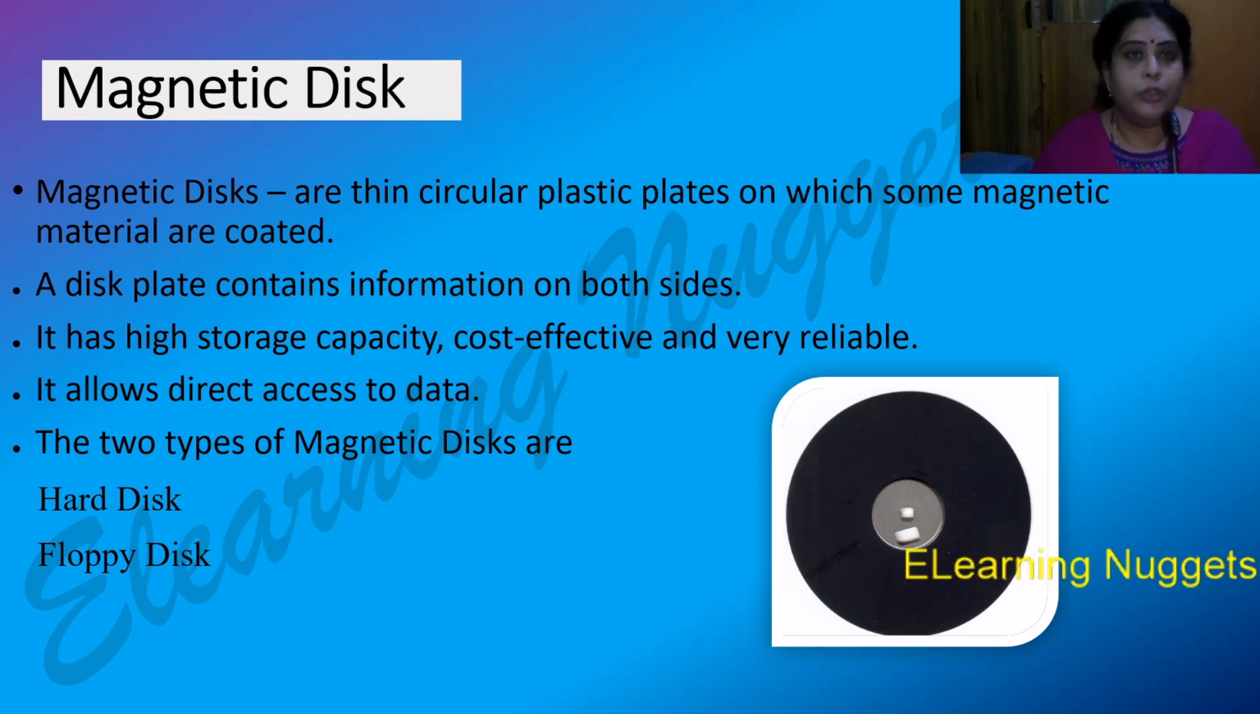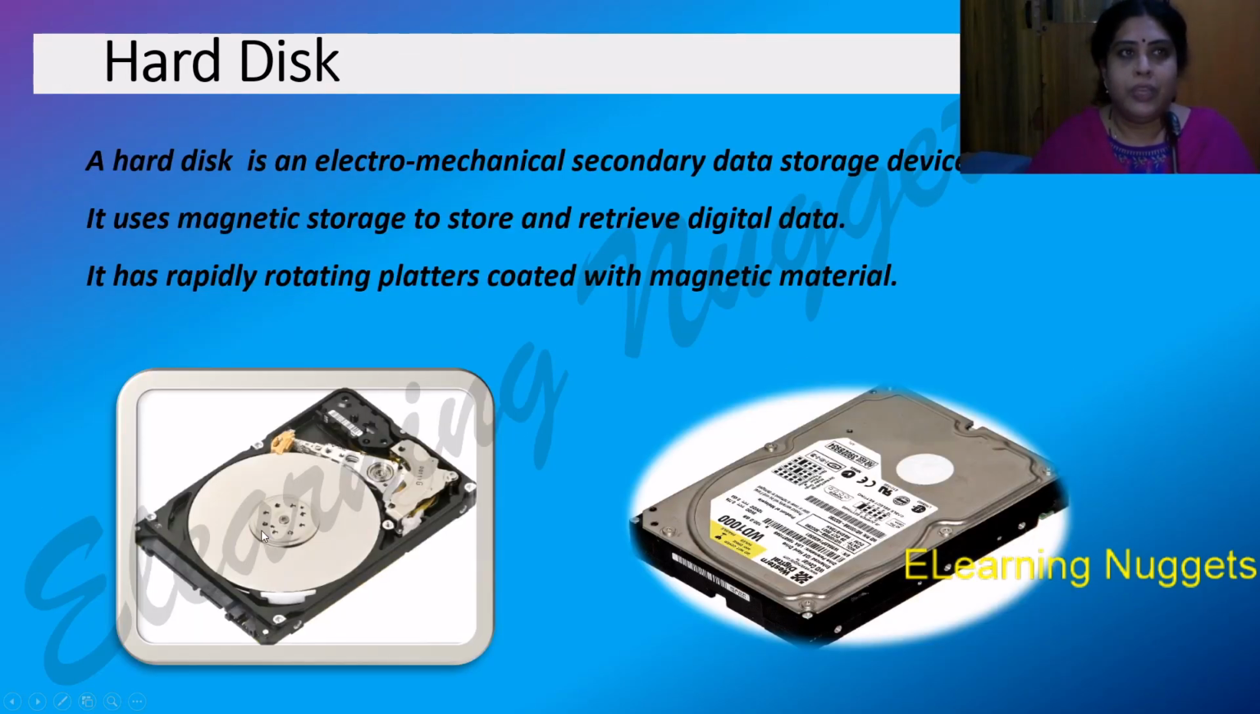Okay, so let us look at the secondary storage devices, your hard disk and your floppy disk. Many of you would have heard these terms. But what are these hard disk and floppy disks made of? They are made up of magnetic disks, which are thin circular plastic plates on which some magnetic material is coated. So this allows direct access to data, and data is read on both sides from these magnetic disks.